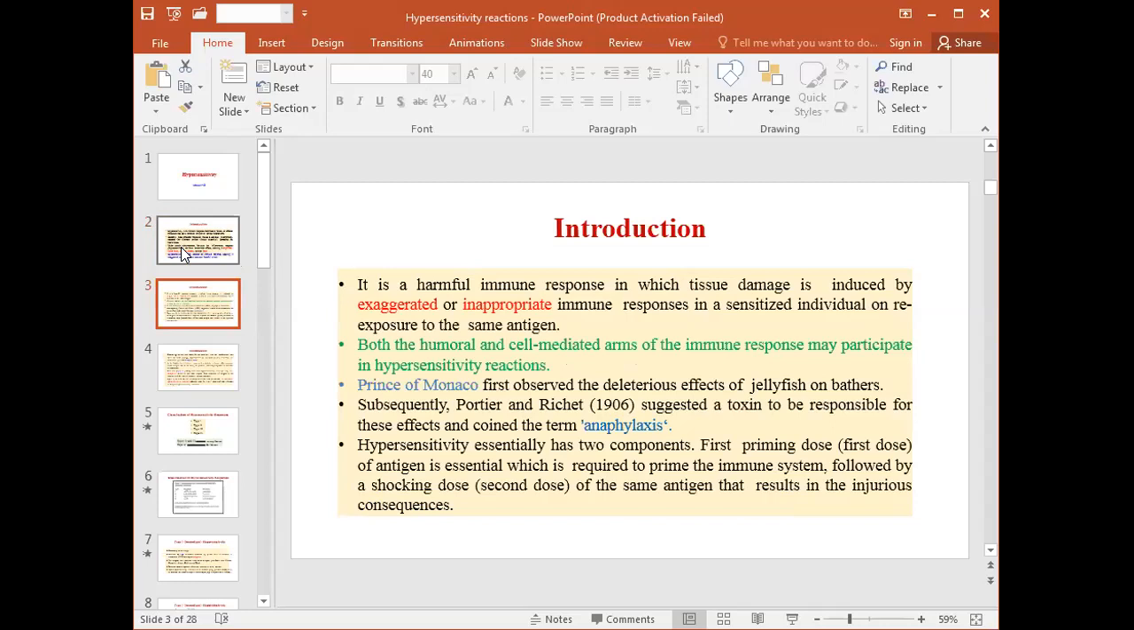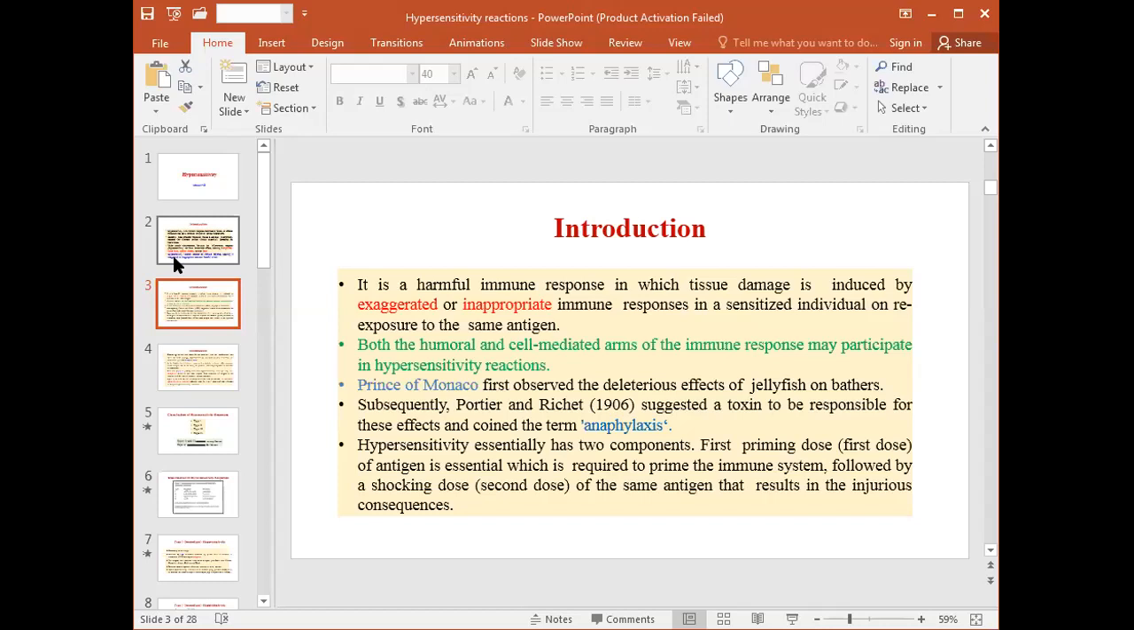This particular reaction involves both humoral as well as cell-mediated immune systems, and the two scientists, Portier and Richet, suggested that a toxin was responsible for these effects and coined the term anaphylaxis.